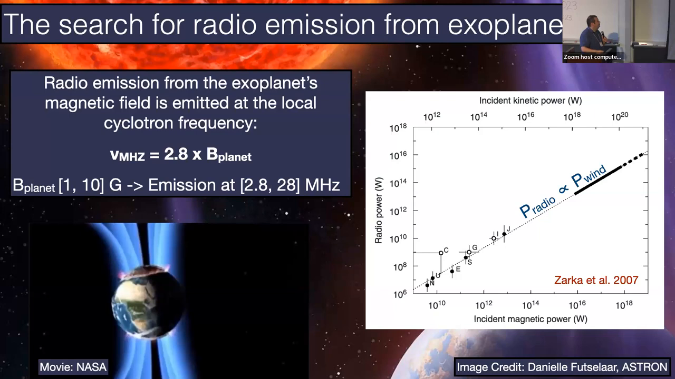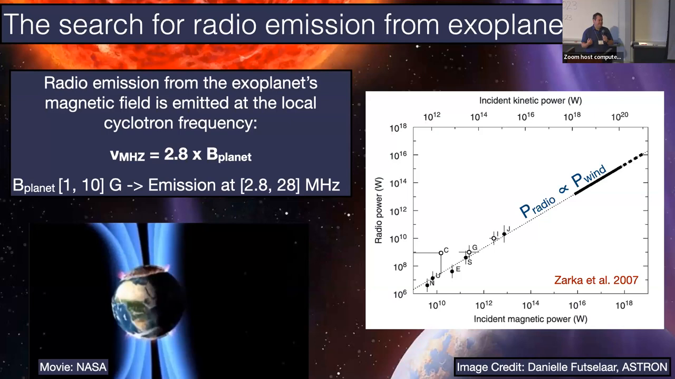And this process is known as the electron cyclotron maser process. As a result, the frequency of the emission is directly tied to the magnetic field strength at that point of the planet. So for a planet with about a 1 to 10 Gauss field, you get emission at about 3 to 30 megahertz. This is just a typical example.